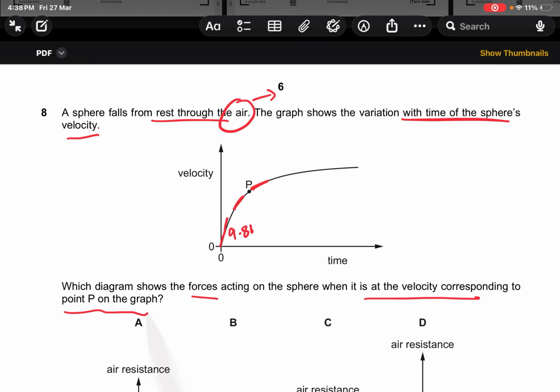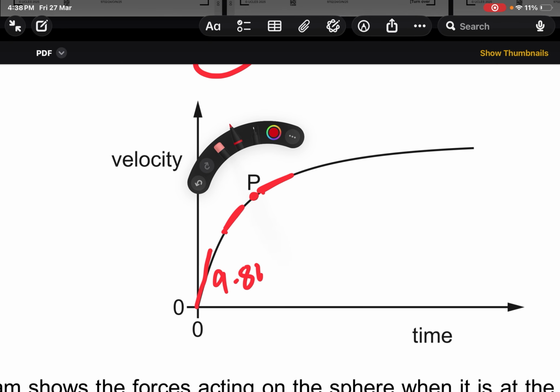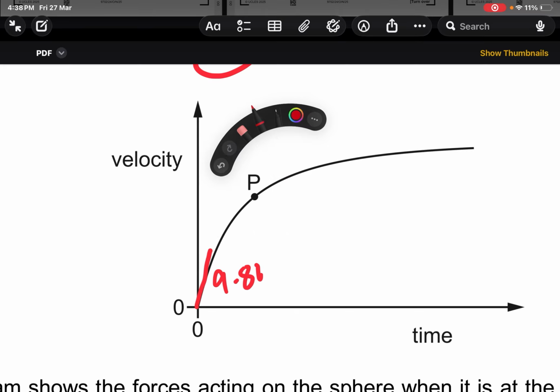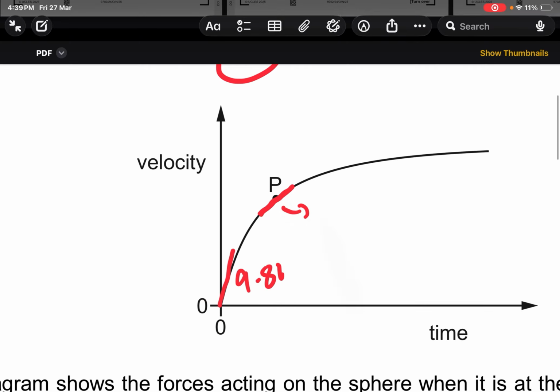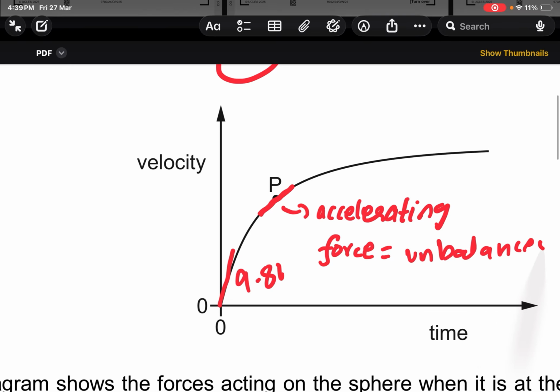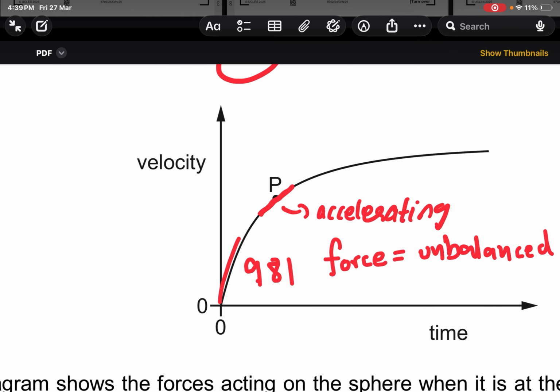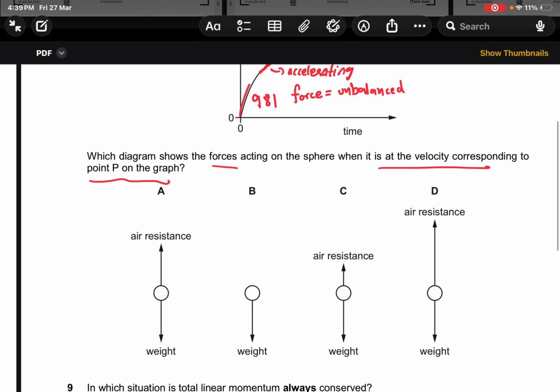Which diagram shows the forces acting on the sphere when it is at the velocity corresponding to point P on the graph? Now listen, what's happening at point P? Firstly, the gradient of a velocity-time graph tells you about the acceleration. The gradient is like this, which means it is accelerating. That means the forces are unbalanced. They are not equal. And since it's accelerating downwards, the downward weight should be greater than the air resistance.